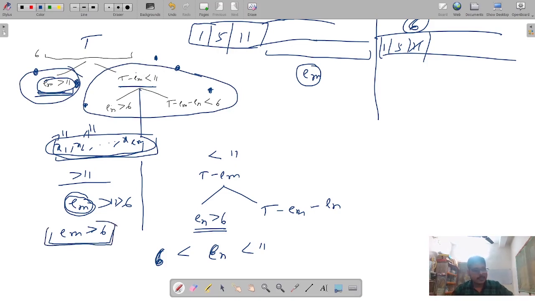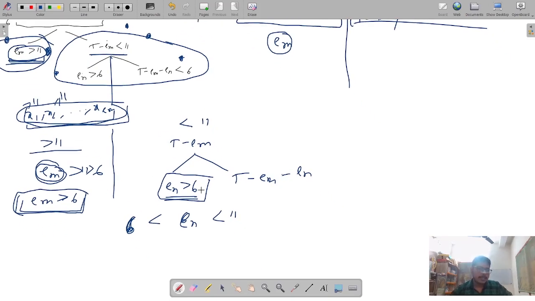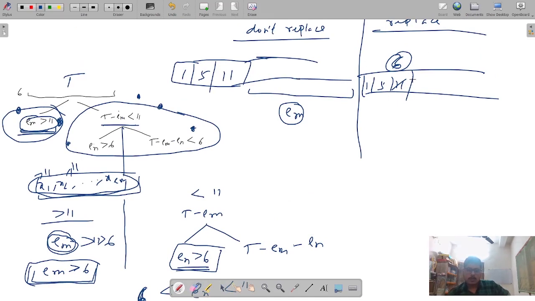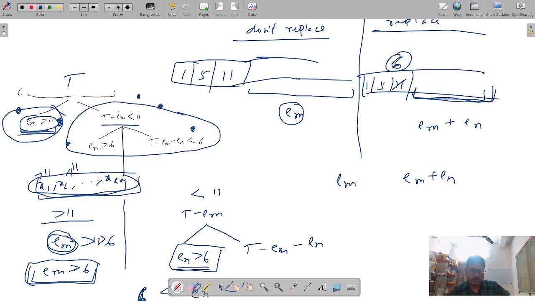So the number of elements greater than 6 in this case will be different from the number of elements greater than 6 in this case. So I can say that the number of elements greater than 6 in all these cases is m plus n, if I don't replace it, right? So what I am trying to say is that after replacing here, how many elements are there? There are m plus n elements, right? So obviously m is less than m plus n, right?